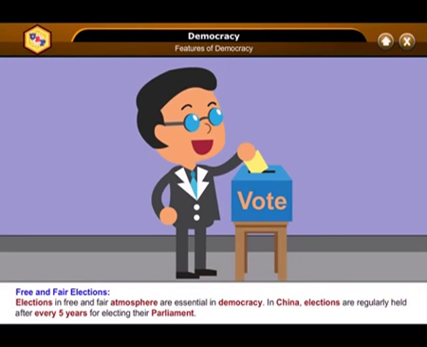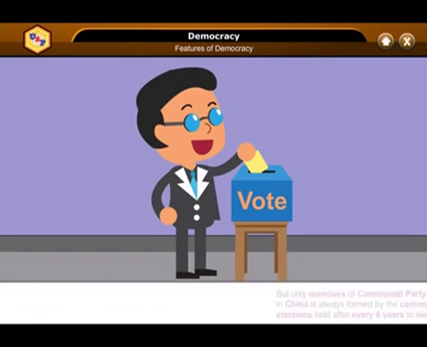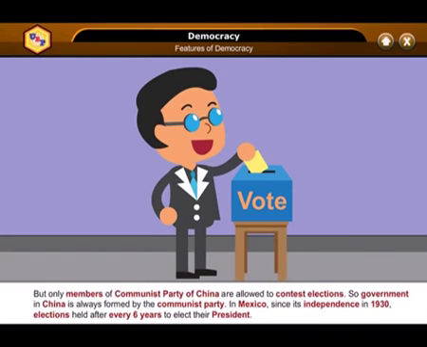Free and fair elections. Elections in a free and fair atmosphere are essential in democracy. In China, elections are regularly held after every 5 years for electing their parliament. But only members of the Communist Party of China are allowed to contest elections. So, the government in China is always formed by the Communist Party.